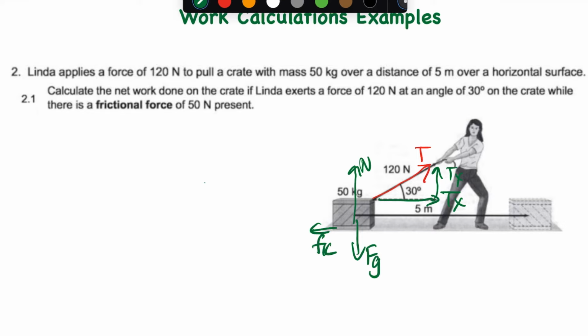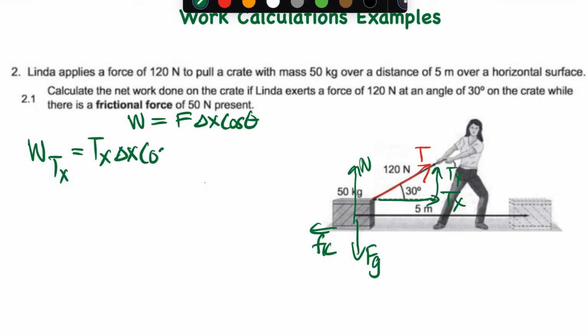As they want the net work done, I'm going to calculate the work done by each force acting on the object. I'm going to start with the work done by the tension force, which is Tx. From the definition, work done is equal to force times delta x times cos theta. So Tx is T cos theta, and I put it in brackets to show it's Tx times delta x times cos theta.